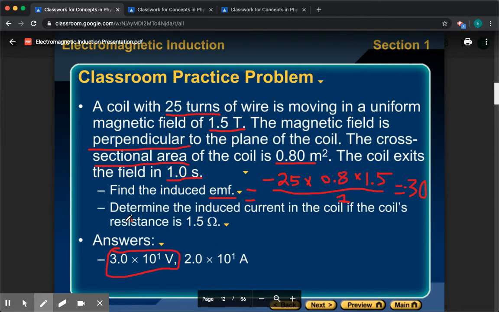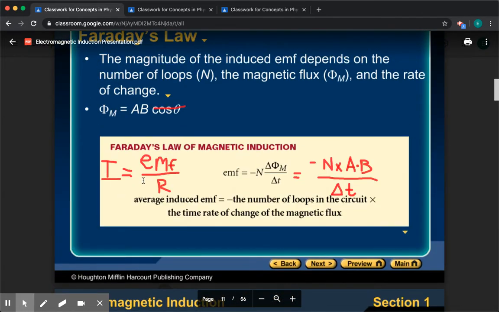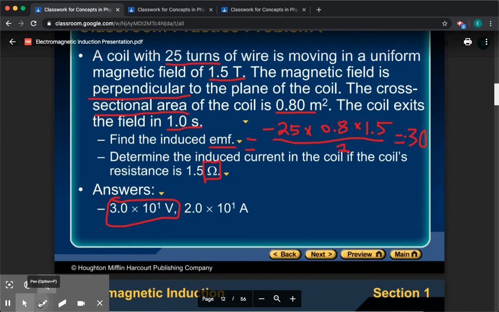Okay, and then if it says find the current, if the resistance is 1.5 ohms. So this symbol right here is the symbol for resistance. It means ohms. And to find the current, we need this equation. I is equal to EMF divided by R. So I, therefore, has to be equal to 30 divided by 1.5. And if you do that, you do indeed get 20.